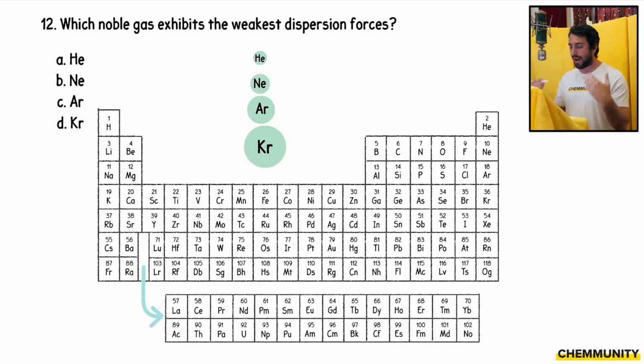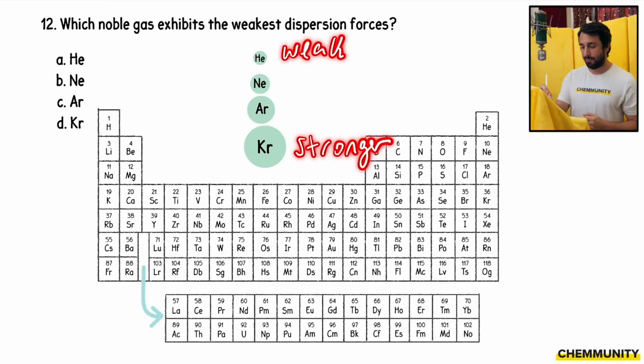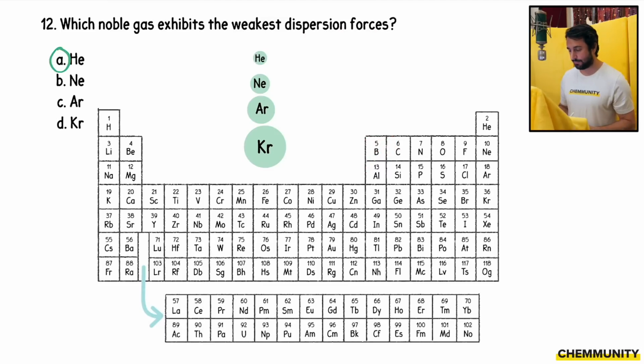So a larger atom is able to create larger instantaneous and induced dipoles, so those will be stronger dispersion interactions between them. So the weakest of them all is definitely going to be helium, because that is the smallest atom, and so that is the answer for this one.